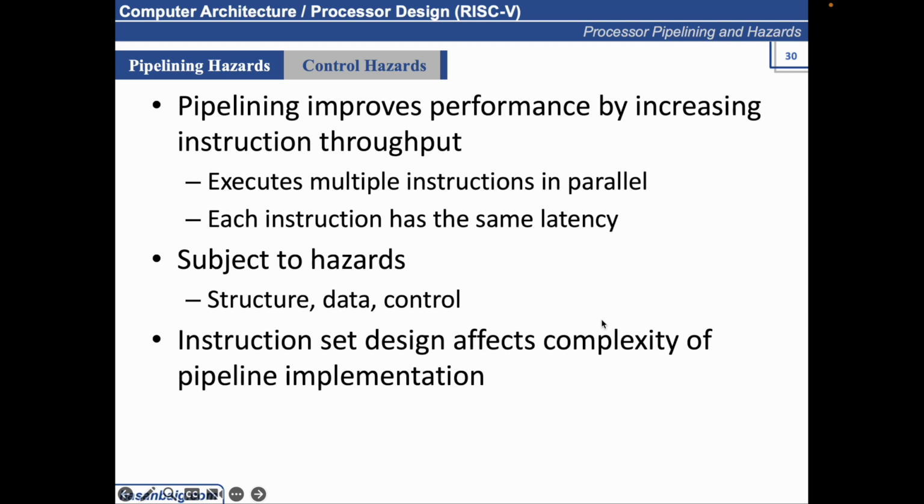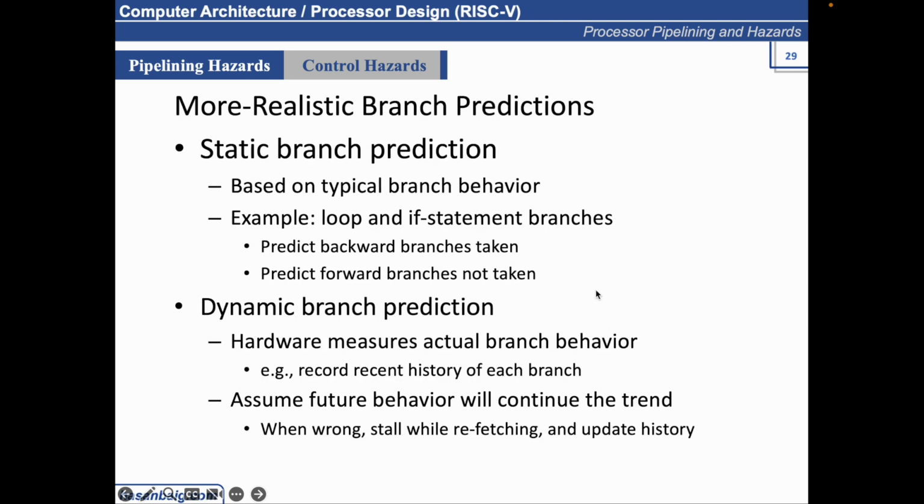Alright, so we have already talked about this. In modern processors, we have dynamic branch prediction, in which the hardware measures actual branch behavior and keeps on recording the history of each branch. It also assumes that the future behavior will continue the trend. If it is wrong, then it will update the history and update the condition itself.